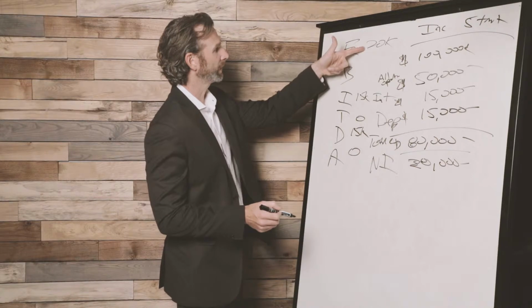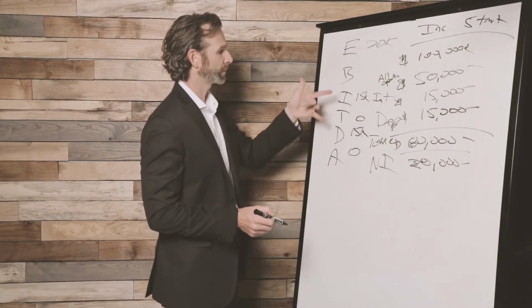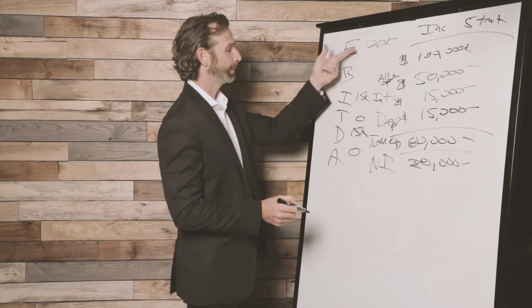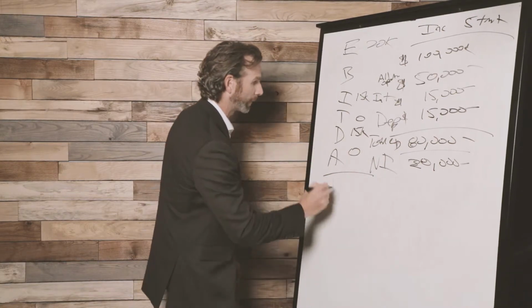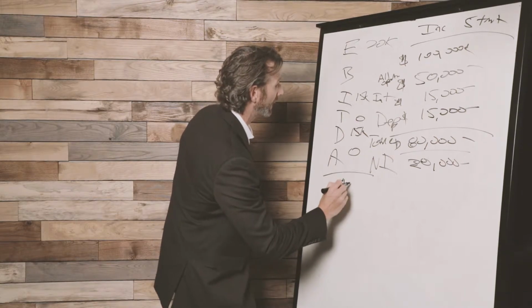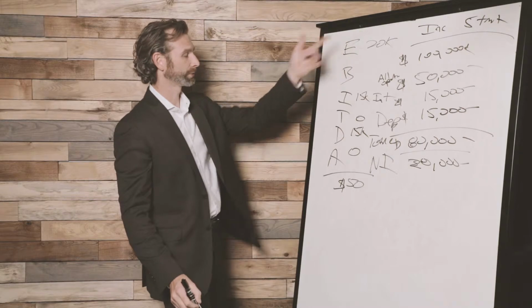So now you can look. We've got 20,000 of earnings. So we got 15,000 interest, 15,000 depreciation. There's another 30K to be added back to my 20. So my EBITDA number is basically $50,000. 30 plus the 20.